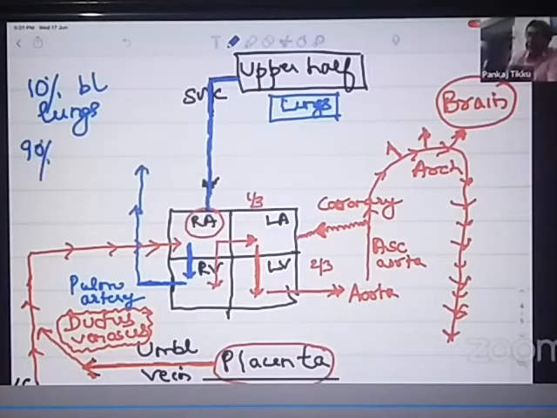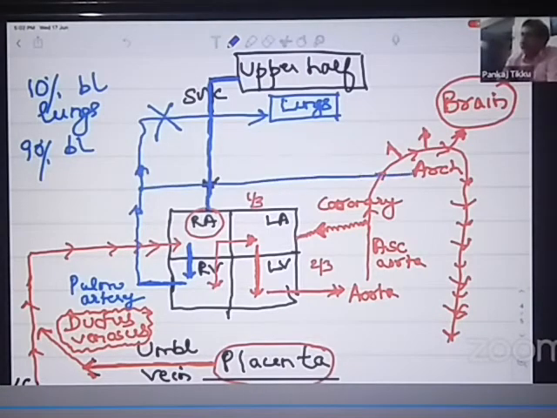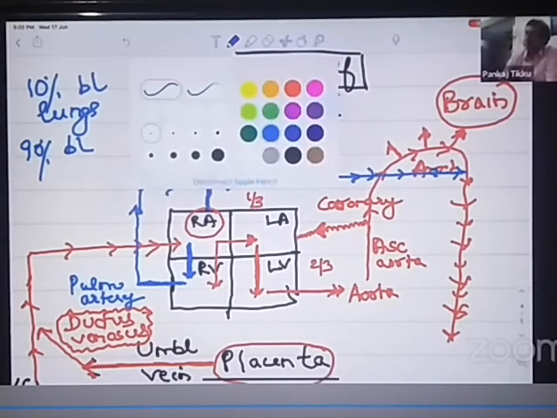Remaining 90% of blood, what happens to it? Remaining 90% of the blood, please see here. So blood cannot go into the lungs. It cannot. So remaining 90% of the blood will shunt through the ductus arteriosus. This is the ductus arteriosus. Will shunt through the ductus arteriosus and will enter into the descending aorta. So this is the ductus arteriosus.